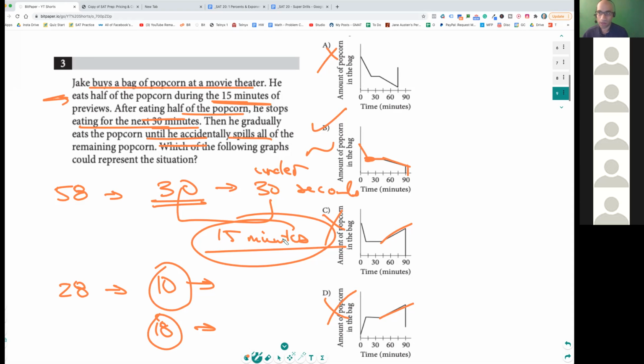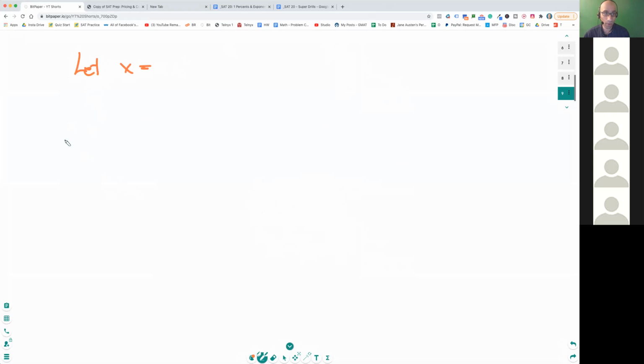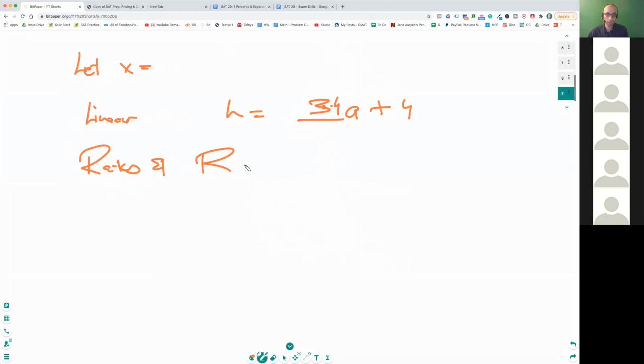Okay, so we've covered, just to summarize this, right? We covered this problem, let x equal to, remember that is an important problem. We did the linear equations problem, right? H is equal to something times a plus 4, and this was 3.4 or something, and this is the increase, the unit rate. We're going to talk about this again very soon. Then you got the rates and ratios.